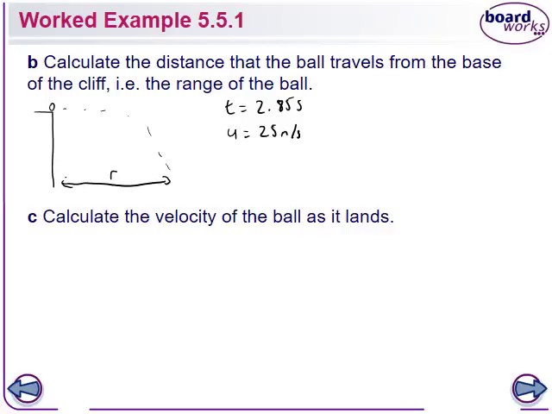What do we use? Distance over time. So our velocity is equal to distance over time. And we want our distance. So distance is equal to time multiplied by velocity. 2.85 multiplied by 25.